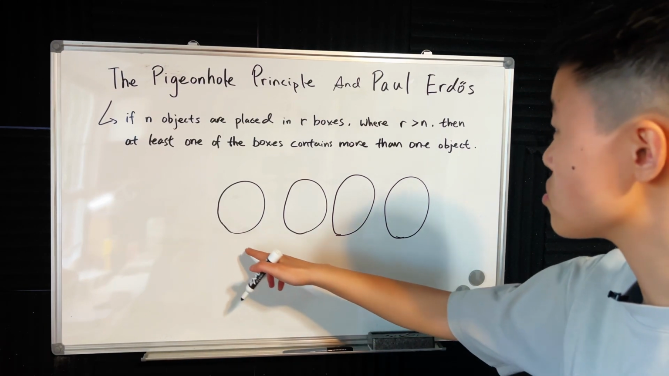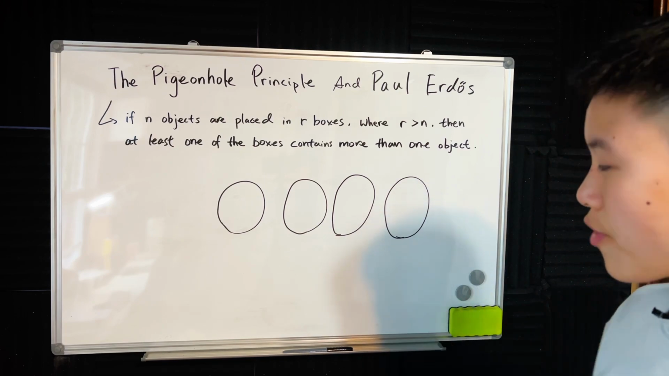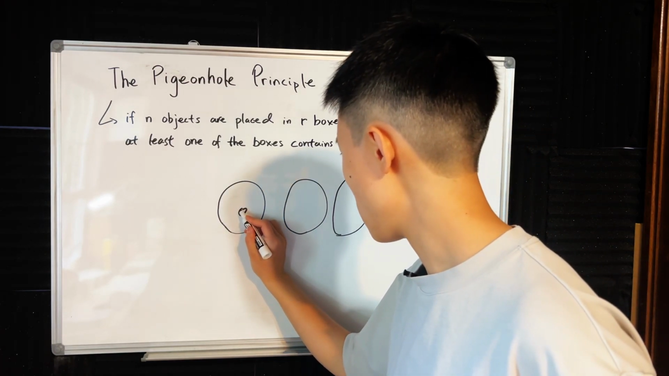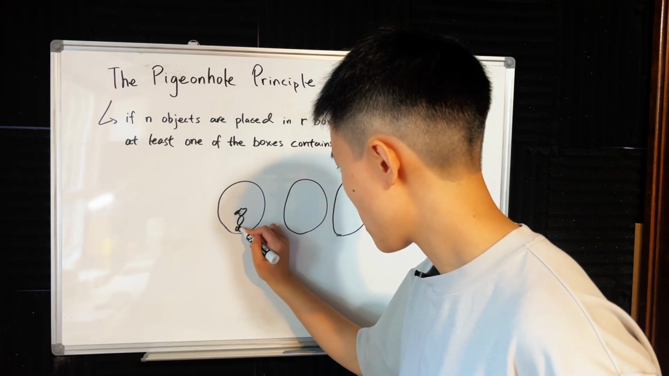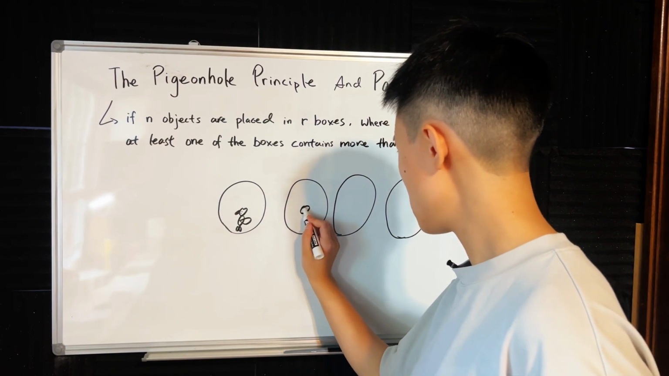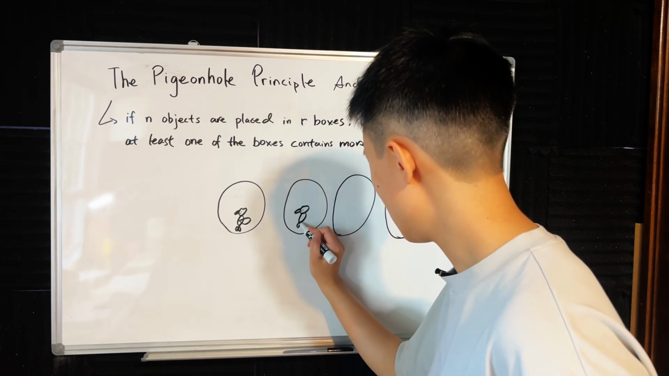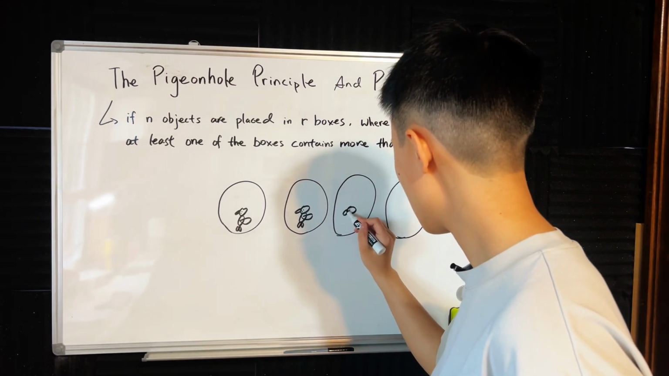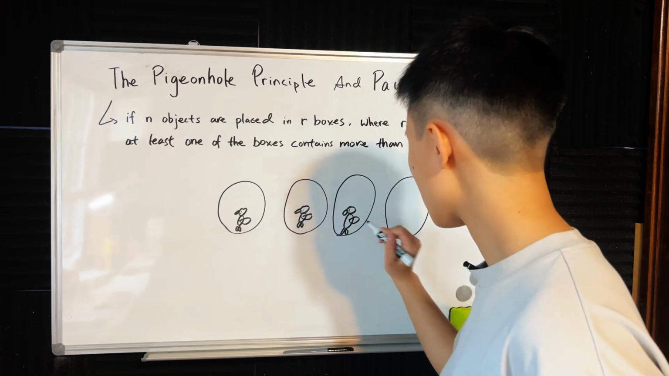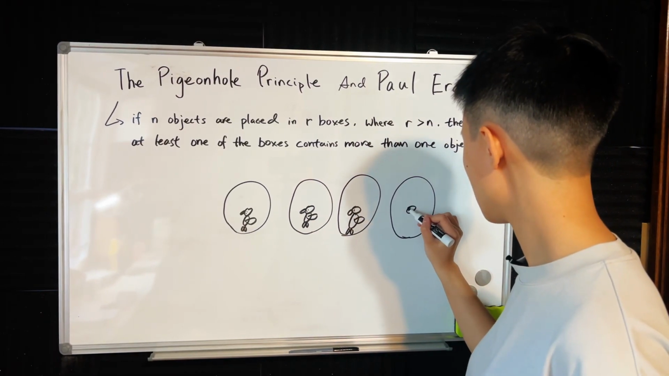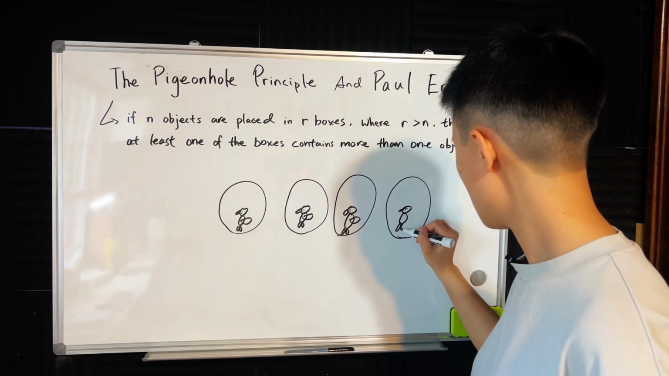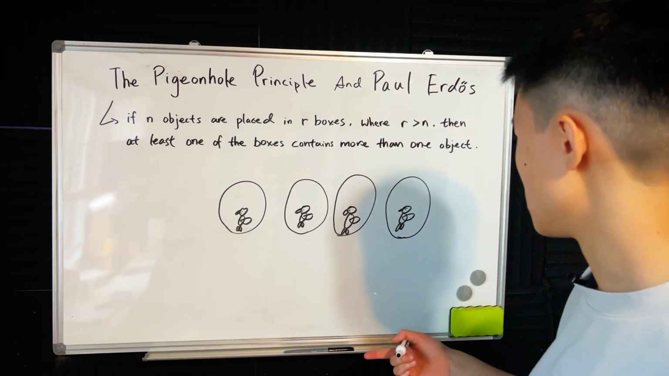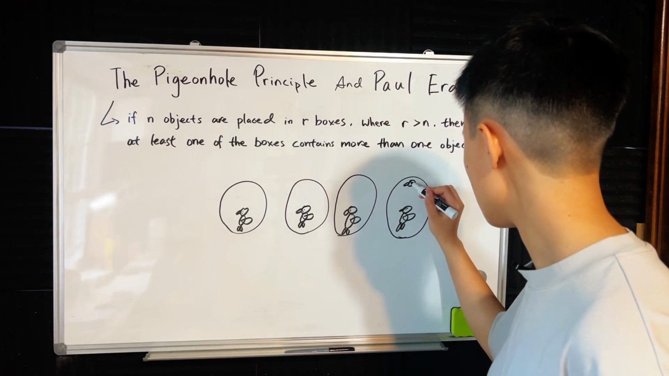So let's say these are the 4 pigeonholes that we have, and we have 5 pigeons. So let's draw 5 pigeons in these holes. 1, whoa, that's a pigeon. 2, that's a wing, by the way. 3, that's a big one. 4. Okay, 5. Number 5 has to go into one of these holes. Let's say it's gonna be in the last one.